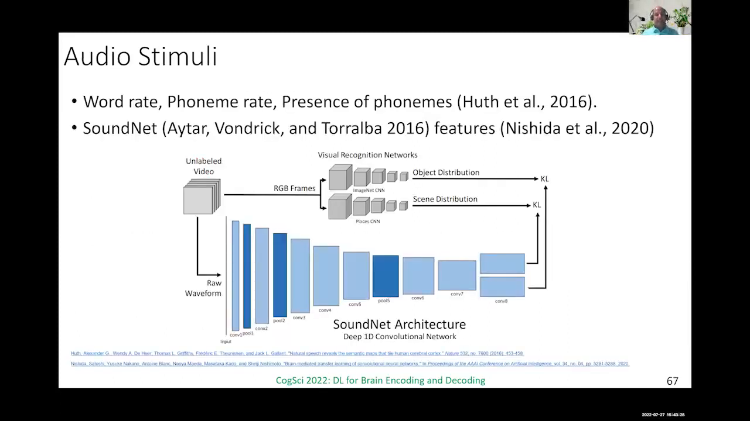So, audio stimulus representations. There are not too many representations. People have tried to use basic audio features like word rate or the phoneme rate, presence of phonemes. Some of them have also used other kinds of features like frequency, amplitude, wavelength, or zero crossings and so on. So those are popular audio-based features.